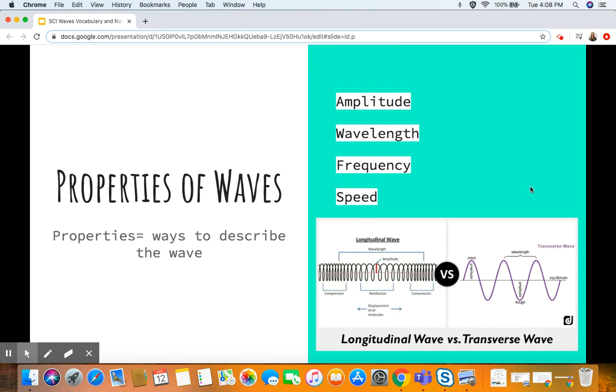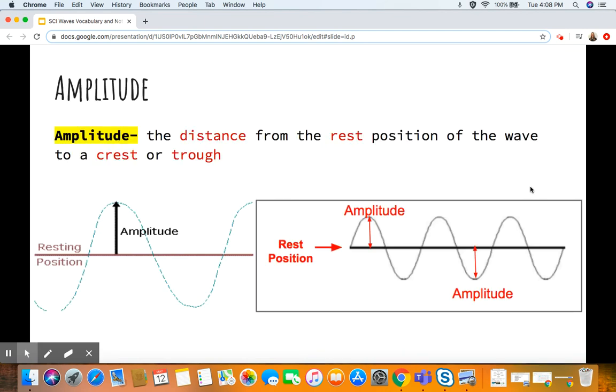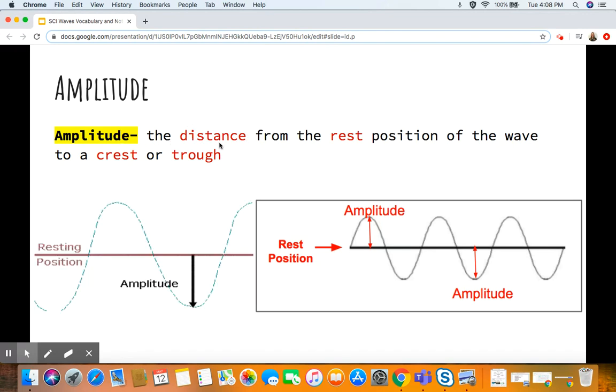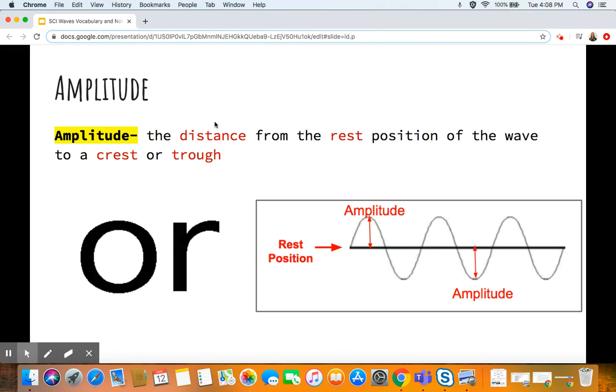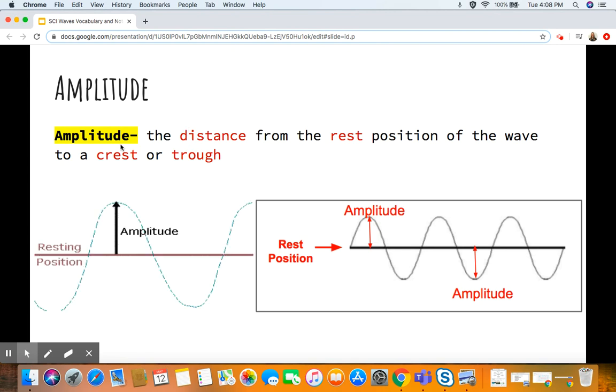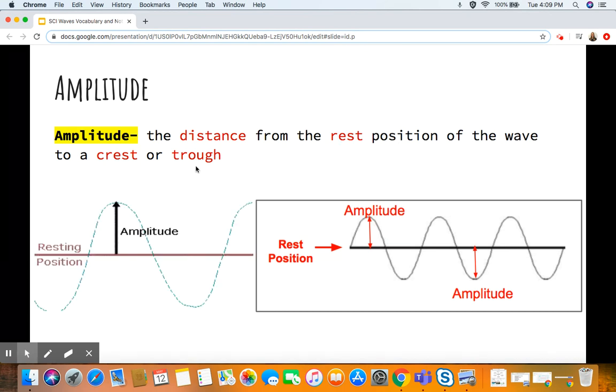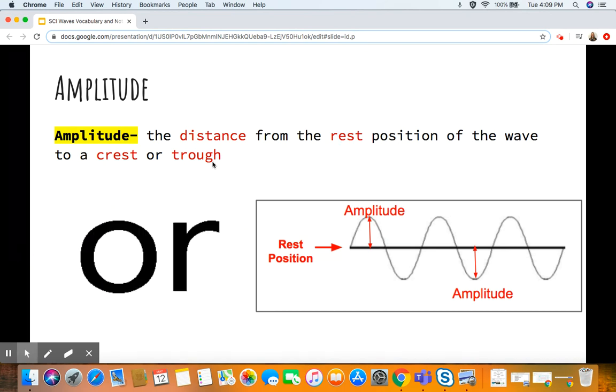So let's go through and learn about our amplitude. So amplitude is the distance. These red words are the words you need to write down. So you need to write down distance. Amplitude is the distance from the rest position of the wave to a crest or a trough.